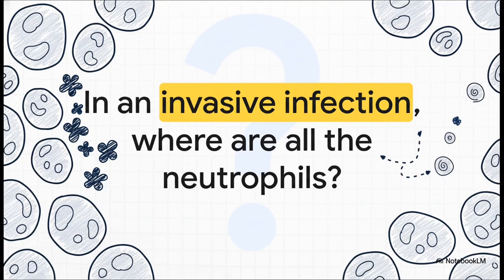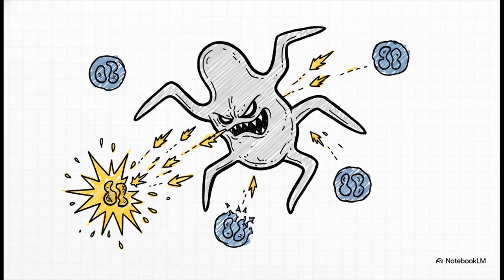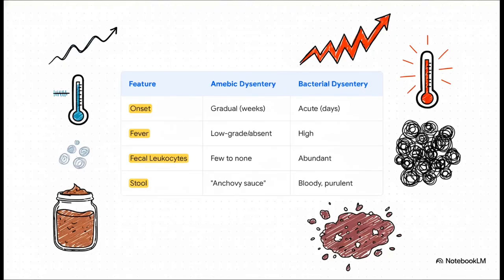So, where are they? And here's the crazy part. The neutrophils do show up for the fight, but the parasite is ready for them. It uses those same amebapores we just talked about to kill the immune cells the second they arrive. The would-be rescuers become victims themselves, which explains why there's this weird lack of inflammation right at the site of the invasion.